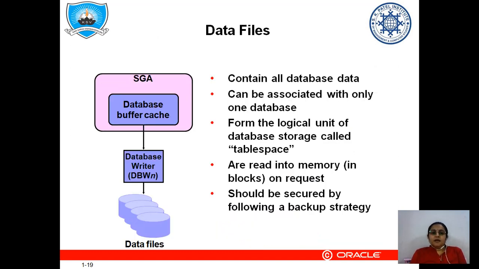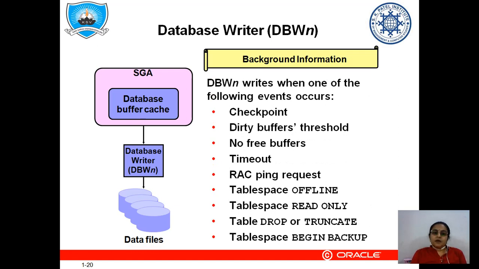Let's proceed. Now let's look at the data file. A data file contains all the database data. It can be associated with only one database. It belongs to the logical unit of database storage called a table space, as we know, and is read into memory in blocks on request, and should be secured by following a backup strategy. Through the SGA we know that the database buffer cache is written to the data file using the database writer process. So this is about data files. How these three components work with each other and how activity takes place, that we need to understand.